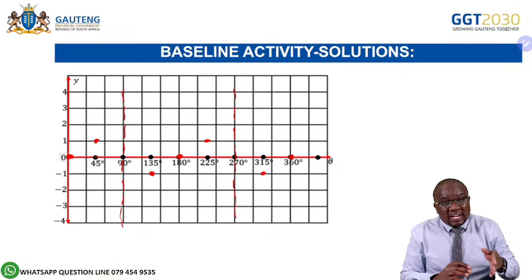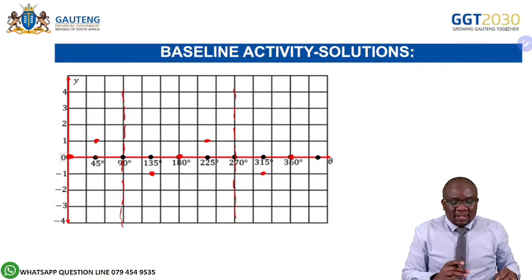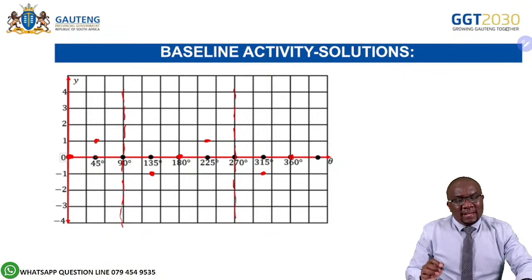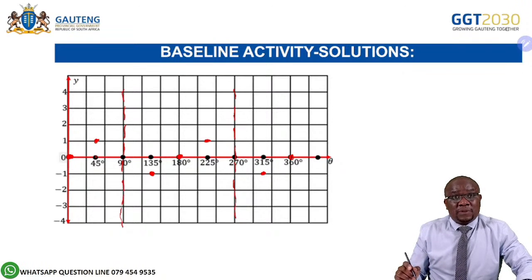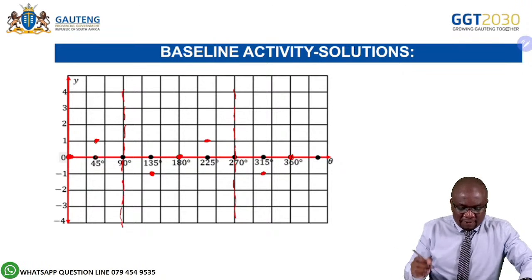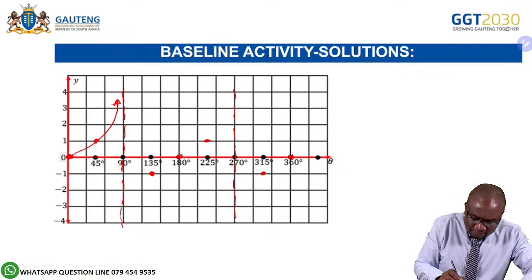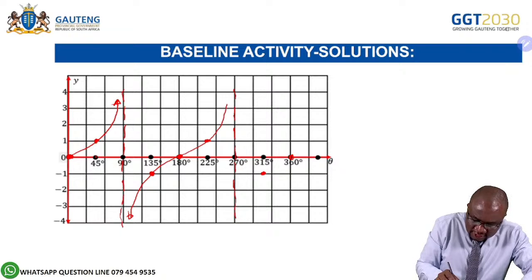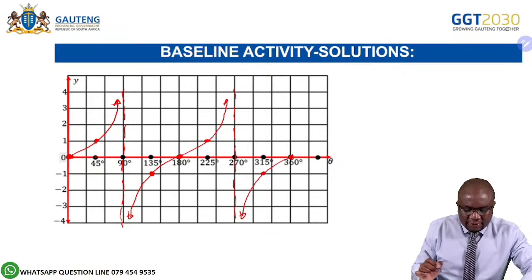Okay, and then the other critical points, I said you must write them down. We're going to use them. Then you can easily sketch your graph. I'm going to show you how you sketch the graph, and then you're going to repeat this. Then you can just join the points. The graph is approaching the asymptote, but will never touch it, like this. You see that? That's our tangent graph.